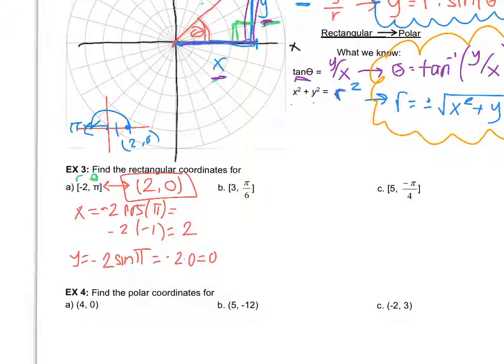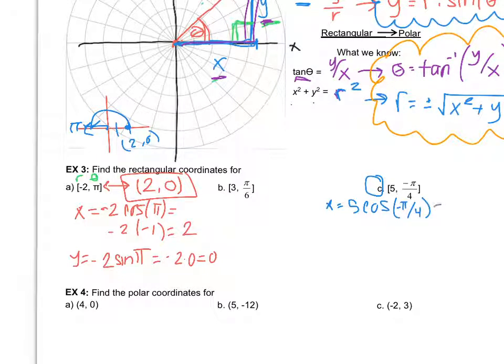All right, so now let's jump over to part C. So we have got the polar coordinate 5, negative pi fourths. So it's given to us in the form of r and theta. To find x and y, we simply apply the formulas that we derived above. So x would be r times the cosine of theta, negative pi over 4.